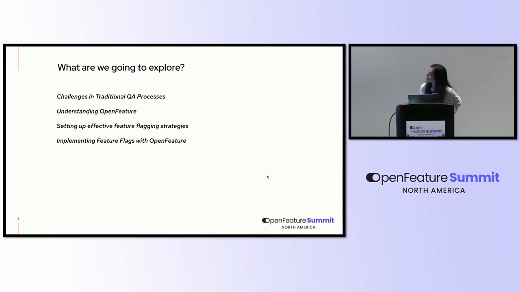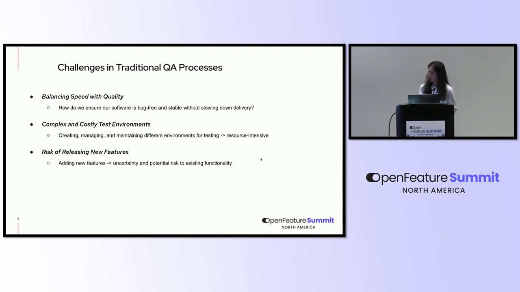So a quick overview of what we are going to explore. First of all, I will start with the challenges we are facing in our traditional QA processes. Then we will understand how OpenFeature helps us. And then we will see some strategies which make the effective feature flagging concept useful in your project. And then finally, implementing the feature flags with OpenFeature.